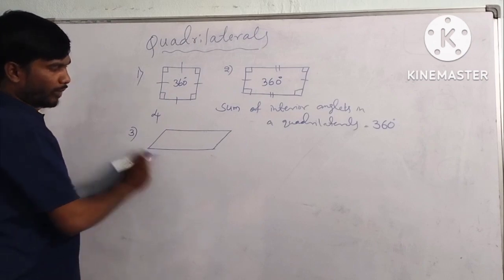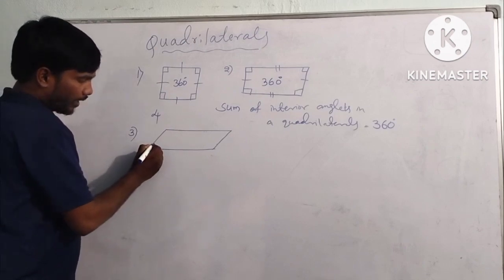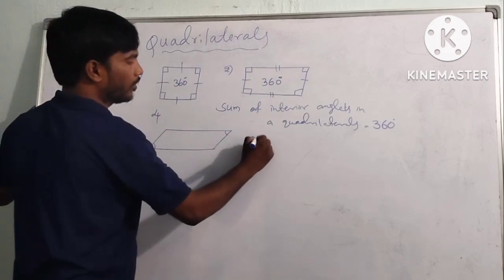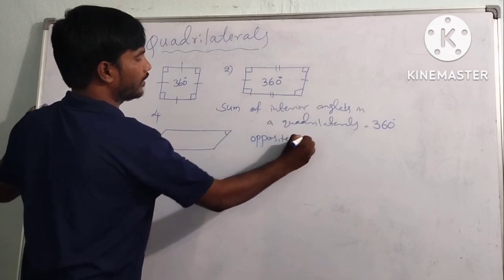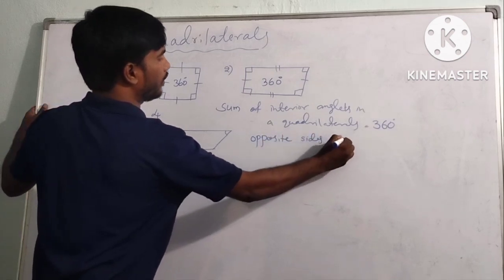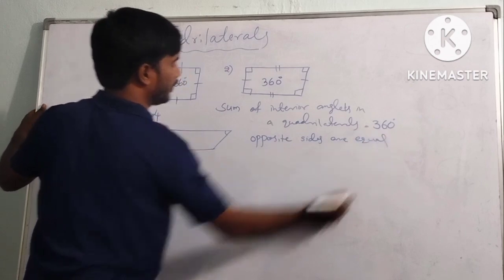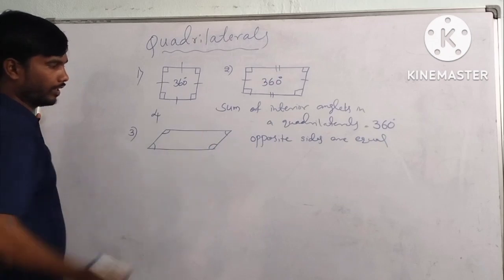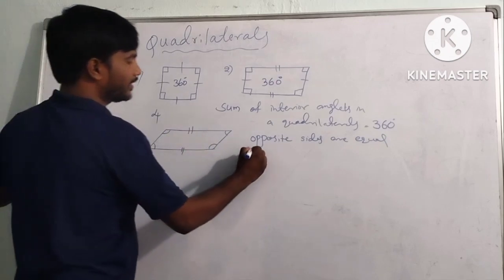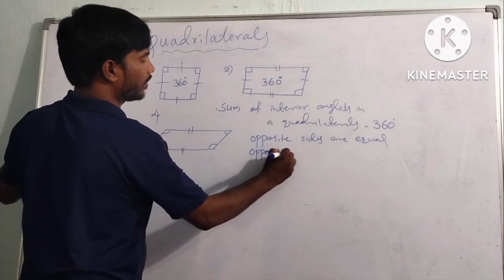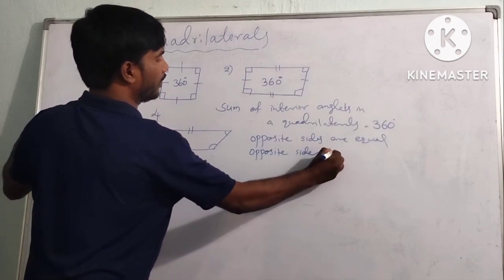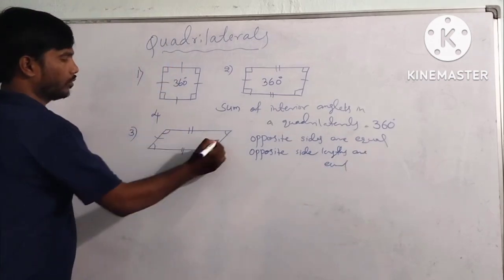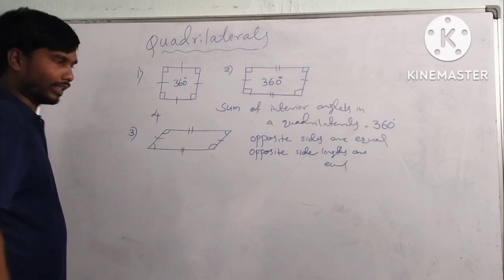Now, coming to parallelogram. What are the properties of a parallelogram? Opposite sides are equal. Another pair of opposite sides is also equal. So these two opposite sides and these two opposite sides are equal.